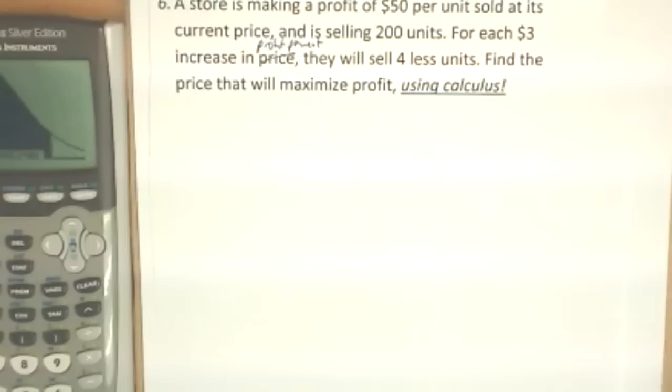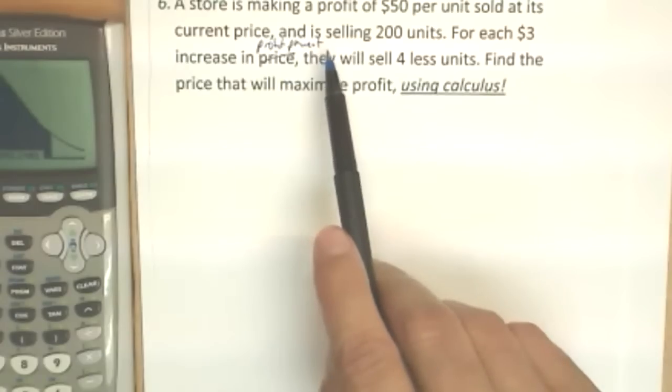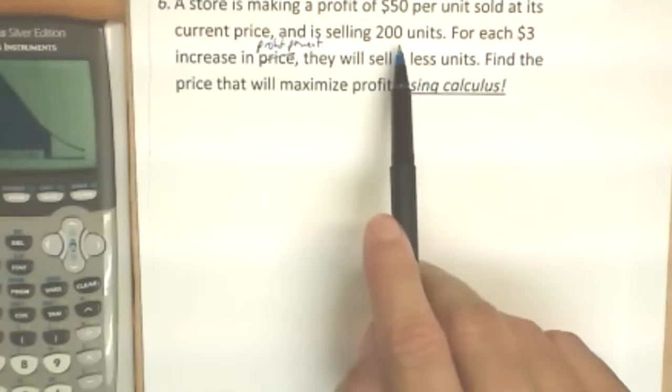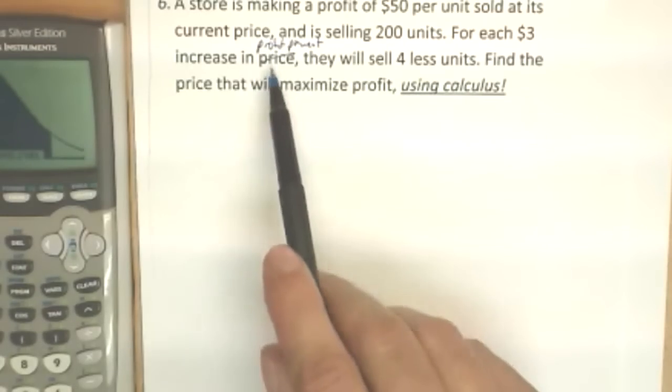Question number 6, and you should do this on your own before watching me do it. The store is making a profit of $50 per unit sold at its current price and is selling 200 units. So for each $3 increase in it, my English wasn't the best on this test, but one or two people asked questions and we clarified it.